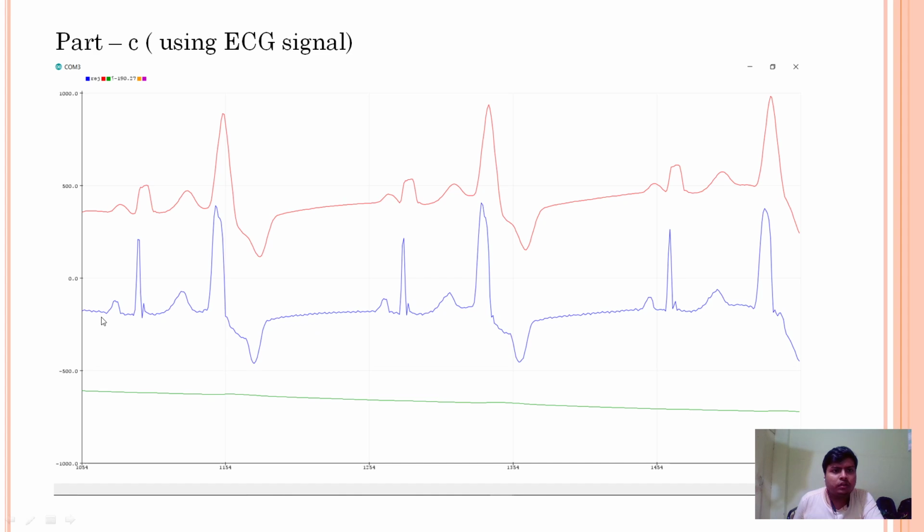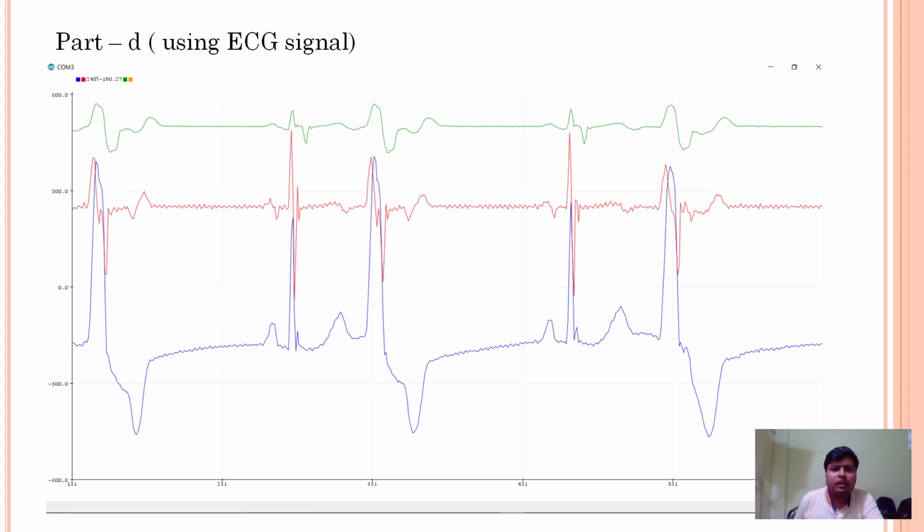Here the blue colored signal is the original ECG signal, and the red colored signal is the ECG signal which is free of noise as well as free of baseline drift, which we have achieved using the same algorithm as we used in part C of experiment number 2 in the previous slides. And this green colored signal, which is a slowly varying signal, is the baseline drift which was present in the ECG signal before removing it.